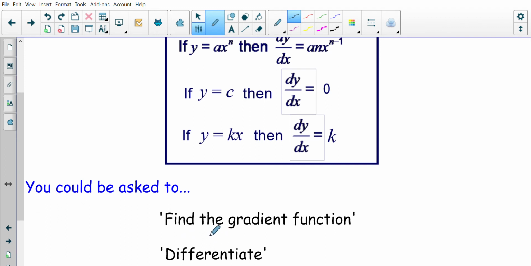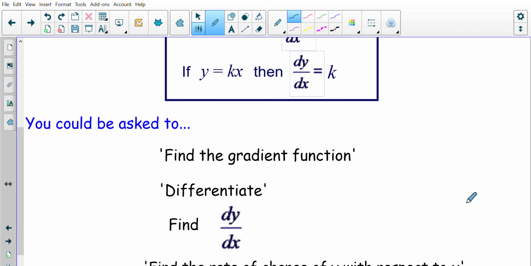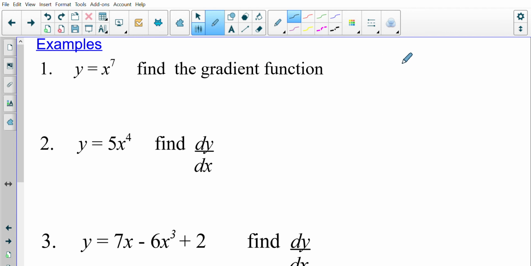So the wording in the question, we could be asked to find the gradient function, we could be asked to differentiate, we could be asked to find dy by dx, we could also be asked to find the rate of change of y with respect to x. This all just means we're going to use the rule to differentiate to find the gradient function. Right, let's just have a look at some examples which you can copy down onto your notes sheet.